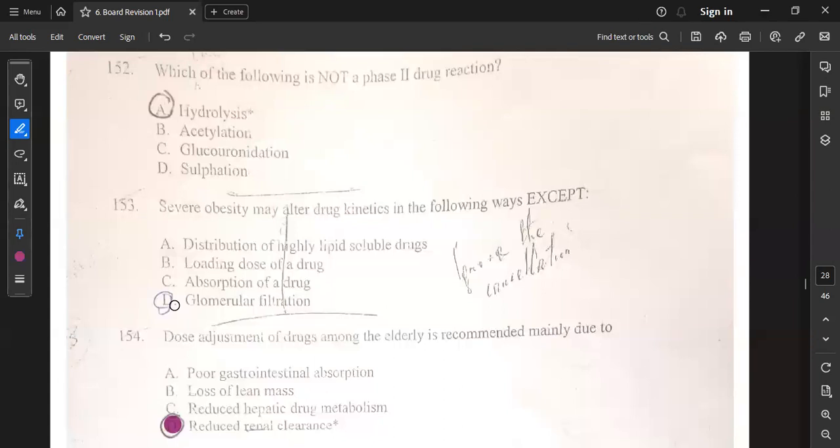Severe obesity means you have a lot of body fat, so for a highly lipid soluble drug, there will be a high volume of distribution into the body fat, and the loading dose of a drug will be affected because the loading dose depends on the volume of distribution. When you have a high volume of distribution, the loading dose will be high. And then absorption of the drug and glomerular filtration, I'm not sure. So someone maybe can explain that. Okay, thank you.